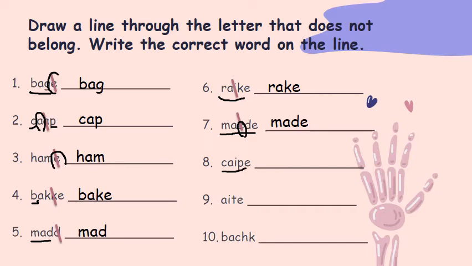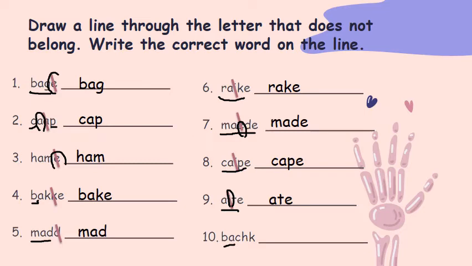Here we have the word cape. We have to cross out the letter P. What do you think? No, we have to cross out the letter I. Now we have the word cape with the long A sound. This is the word eight. Why do we need the letter I here? No, so we have to cross it out. Now we have the word eight with the long A sound.